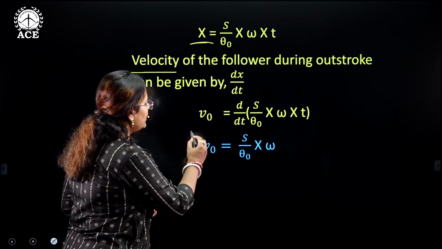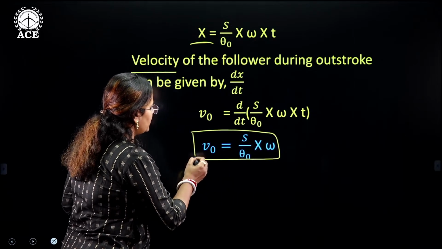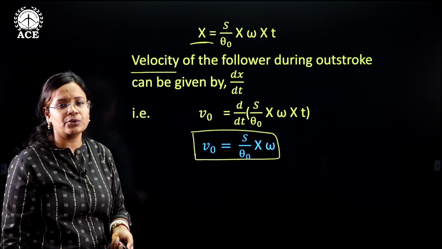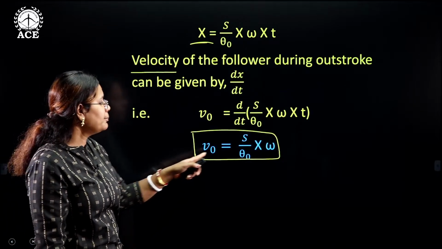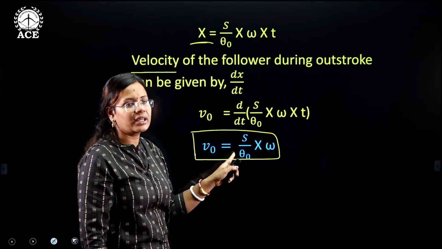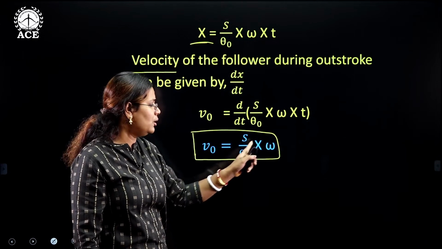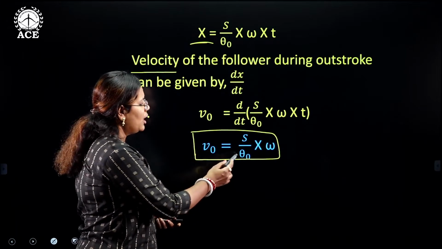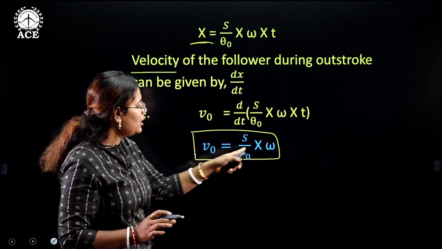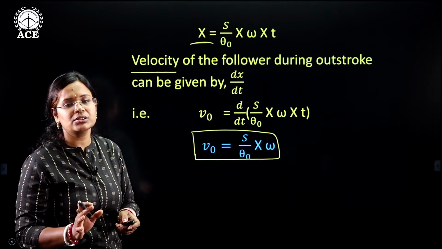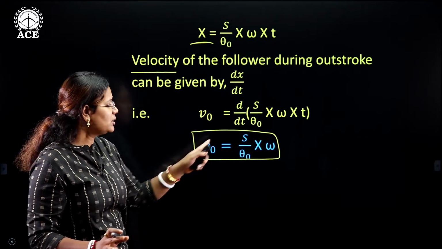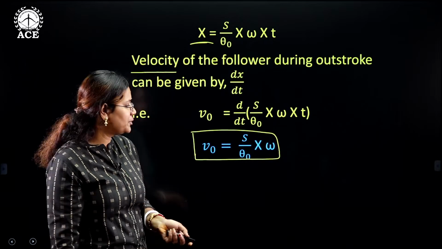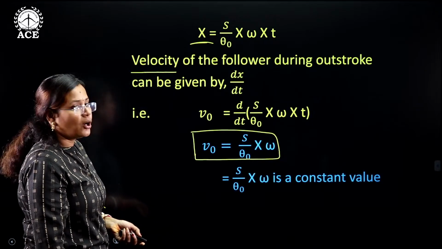Why has this t gone? Because t is differentiated with respect to t, and the differentiation of t with respect to t gives you 1. 1 multiplied by this particular term gives you again the same term, s by theta naught into omega. Now s is the stroke, a constant value, the outstroke is a constant value, and omega is also the angular velocity of the cam. So this particular total term is going to be some constant value.